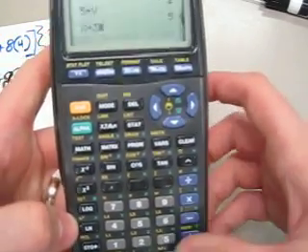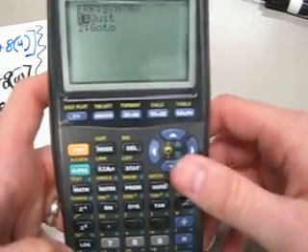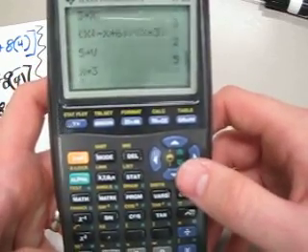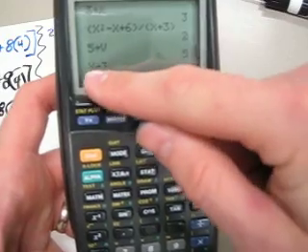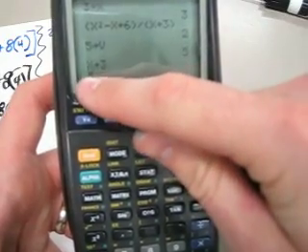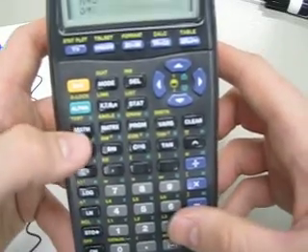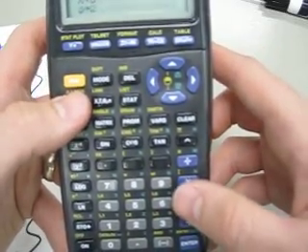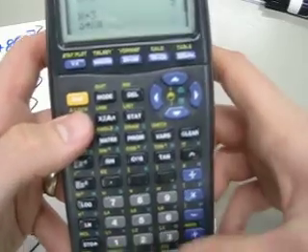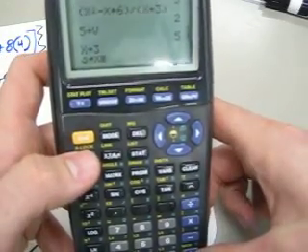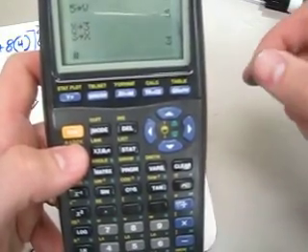Store 3, enter. Uh-oh, it says syntax error. So I didn't put that in correctly. That's what we talked about in class. We have to put the number first. So I'm going to do 3 store alpha x. When we hit enter, it stores the 3 for us.